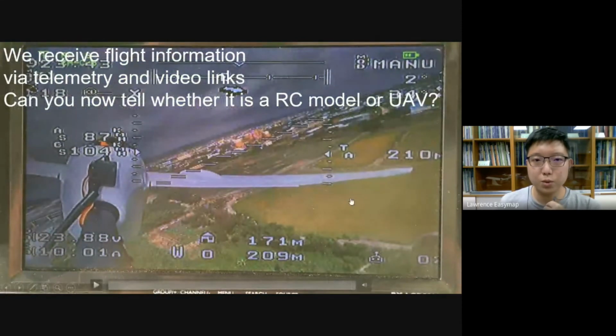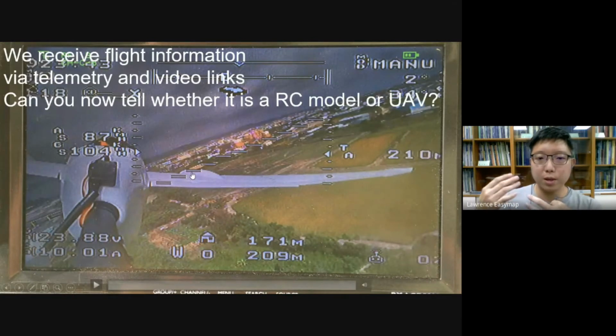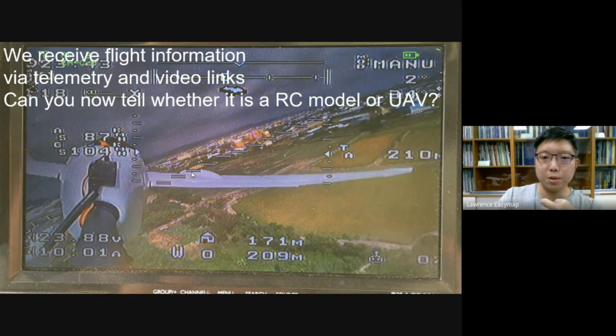Okay, on this screen, we have a lot of information from the airplane. You can see the battery voltage and also the current feedback from the UAV. Also the height, which is currently around 210 meters. And what are the headings? How far is it from the station? So we can know a lot of information from the airplane.